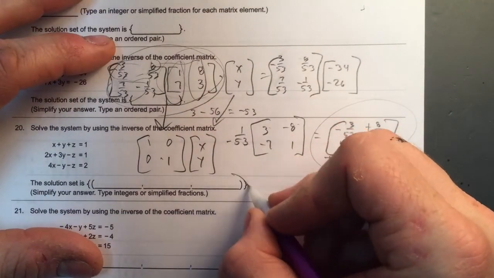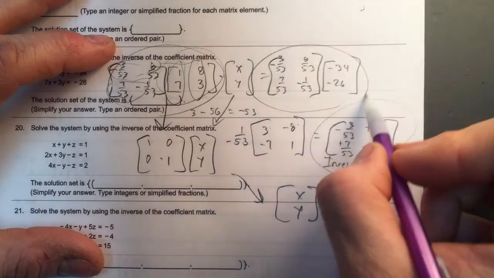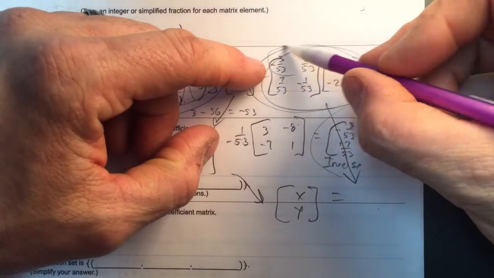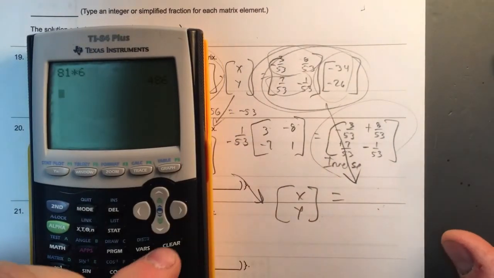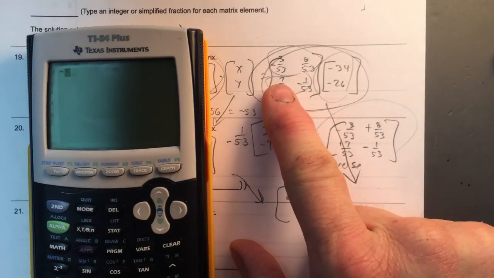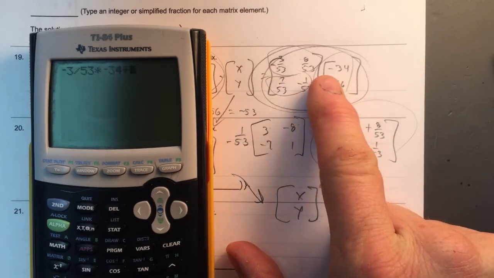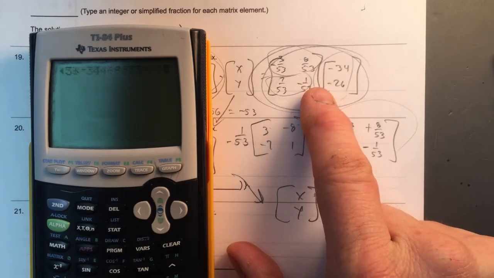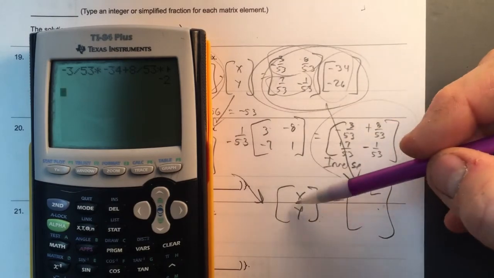So basically, right here, I'm going to have xy equals, and then I'll back up here, I'll multiply those, and that goes there. So if I do my rows times my columns, this is going to have to take the calculator. All right, so I've got negative 3 over 53 times negative 34 plus 8 over 53 times negative 26, and I get negative 2. So x is negative 2.